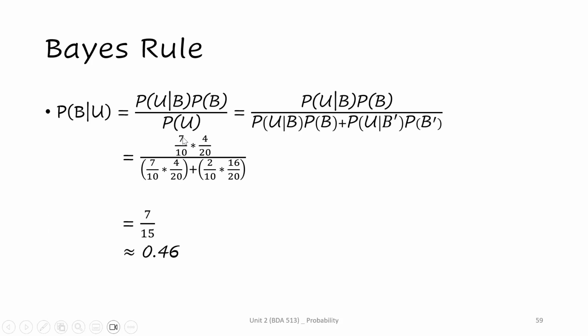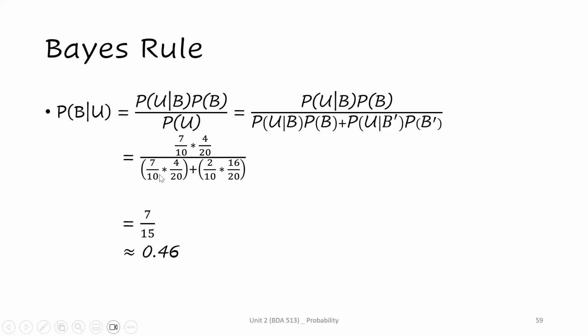Okay, so the numerator is, we want the probability of somebody born within 25 miles who supports Manchester United. So it is the conditional probability of somebody who supports United, given that they were born within 25 miles, times the probability of B. So that is 7 over 10 times 4 over 20. After you do the same thing on the denominator, just bring it down.